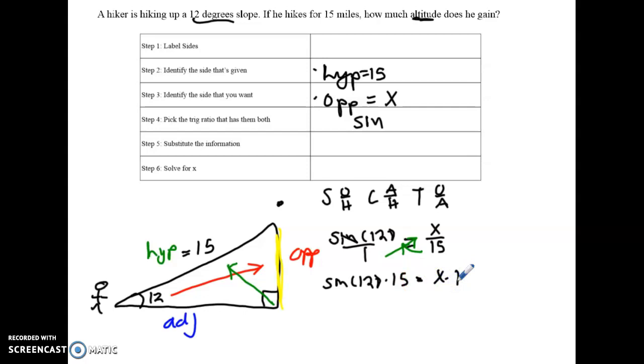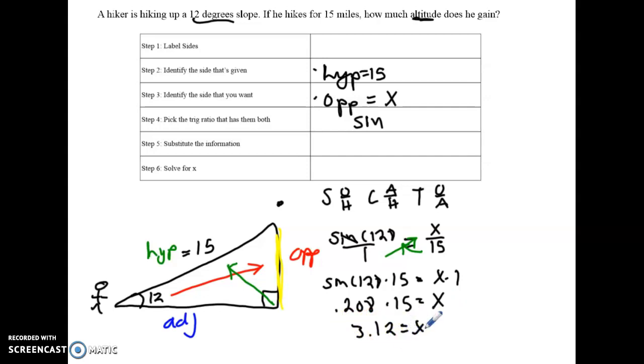So the sine of 12 degrees is 0.208. I had to use my calculator for that one. Times 15 is equal to x. We've isolated x. 0.208 times 15 is equal to 3.12, and that equals x.